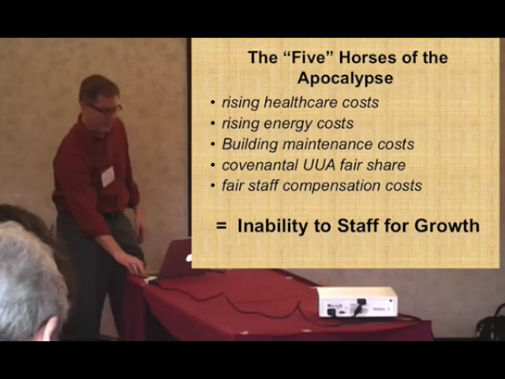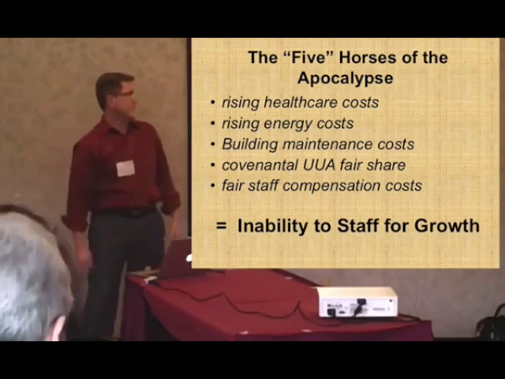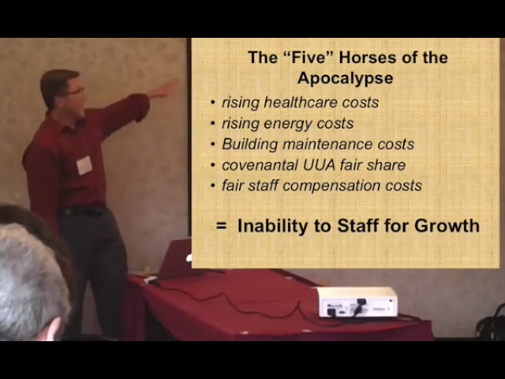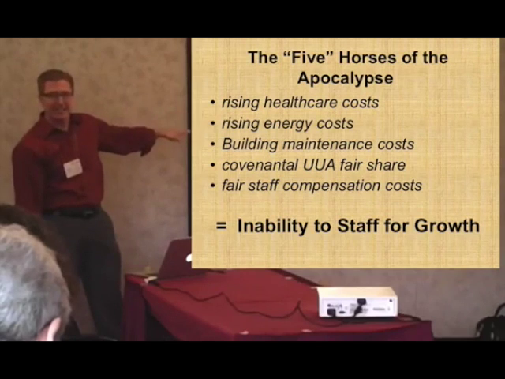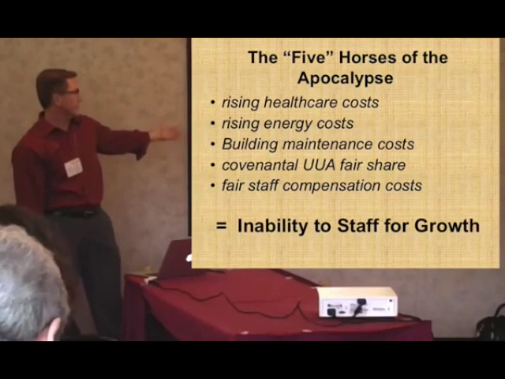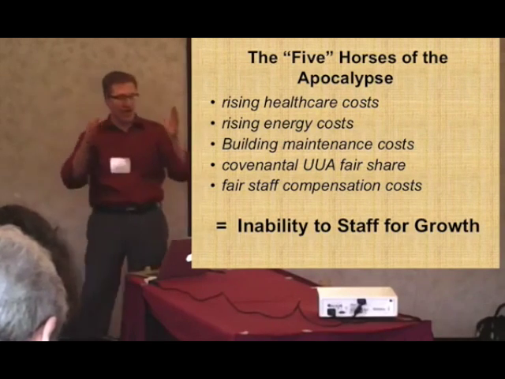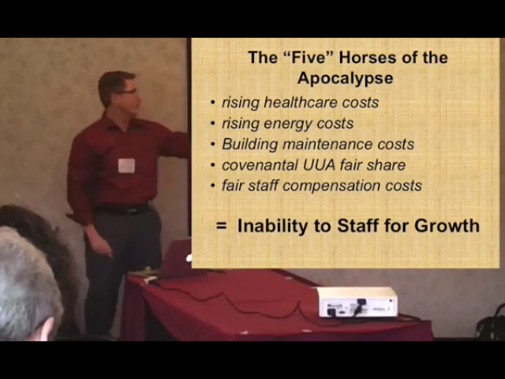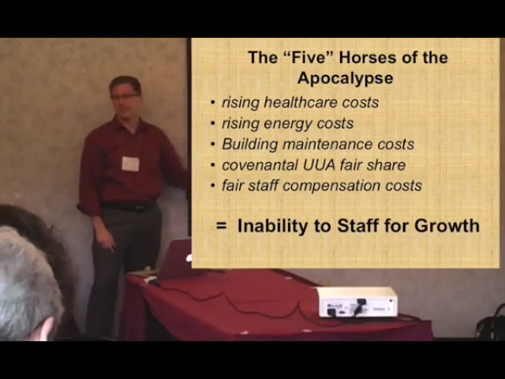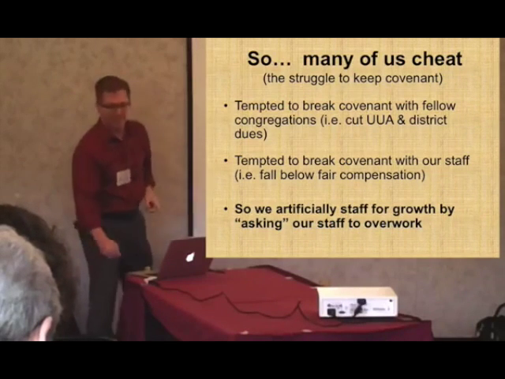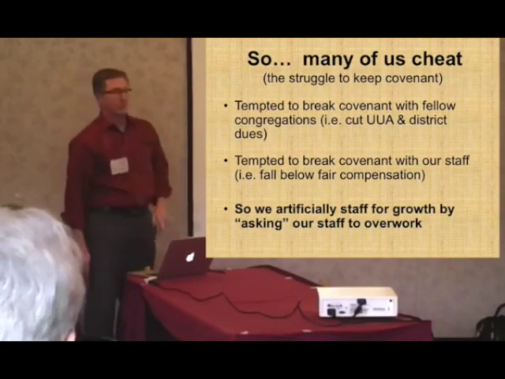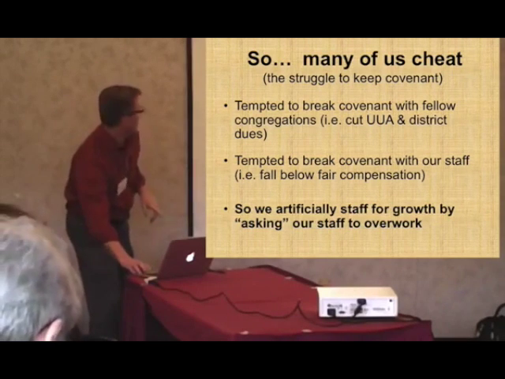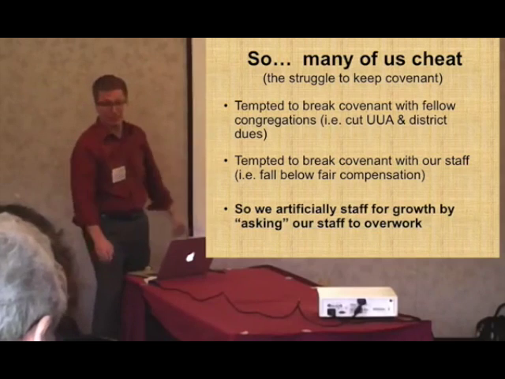All of these create the inability to staff for growth. And what I mean by that is that I don't think this is hyperbole, I don't know any congregation or movement that can show me a 5-year business plan to handle all 5 of these things. What they can show me is a plan to cheat, to get staffing for growth, right? I don't know any congregation that can handle all of these and keep staffing growth ratios.